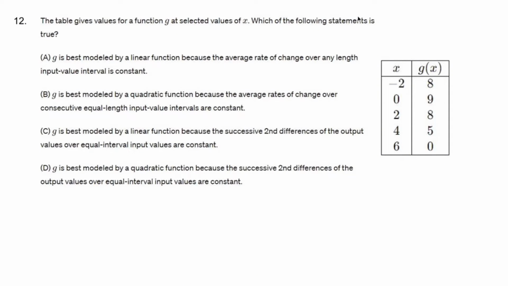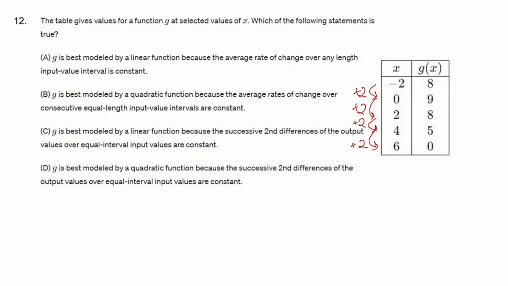The table gives values for a function g at selected values of x. Which of the following statements is true? So it looks like it wants us to talk about linear, quadratic. So this is what I have to do. I have to make sure that the x values go up by the same number every time, and they go up by 2. Now, usually when you see these, they go up by 1.